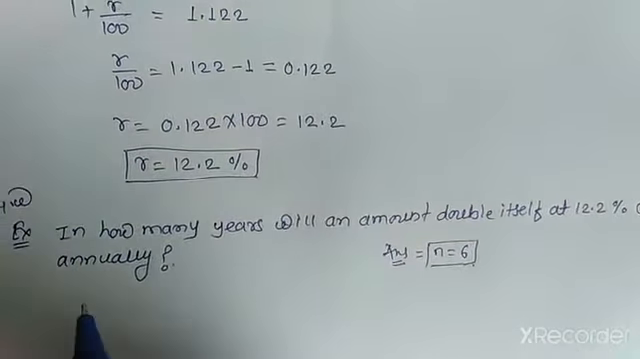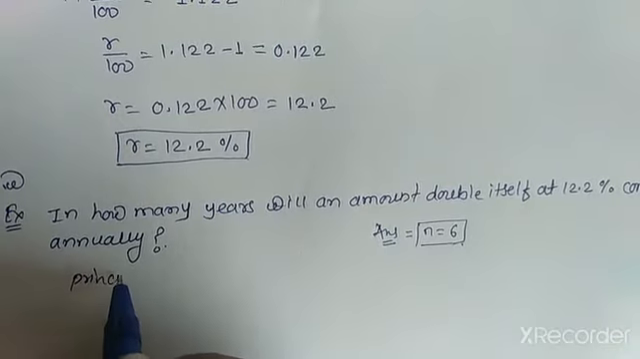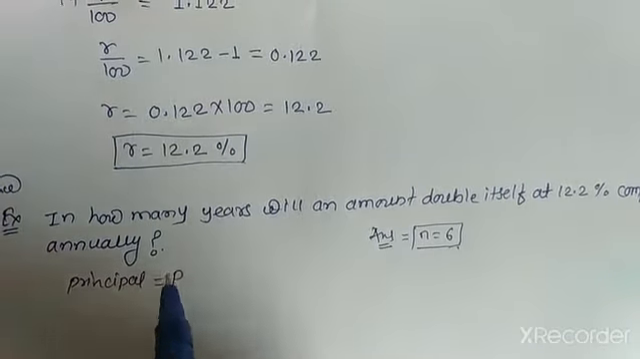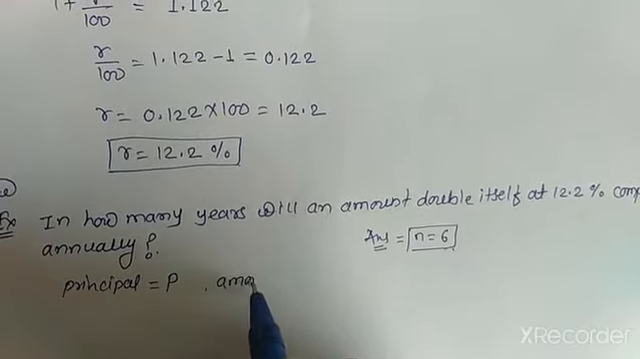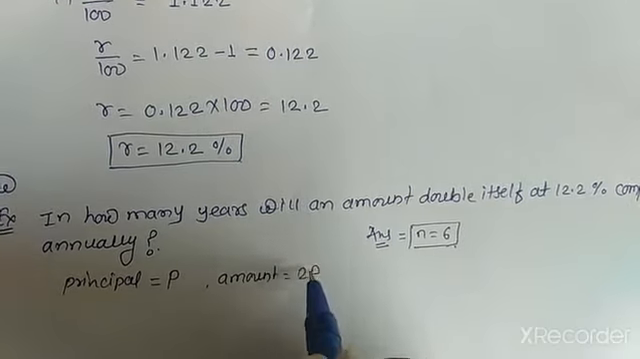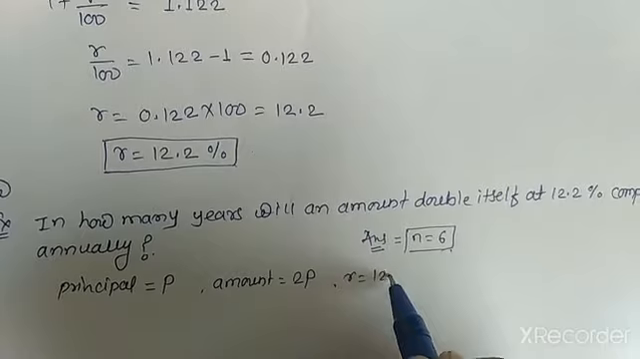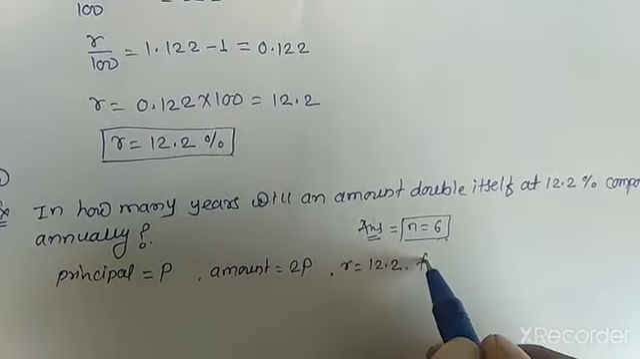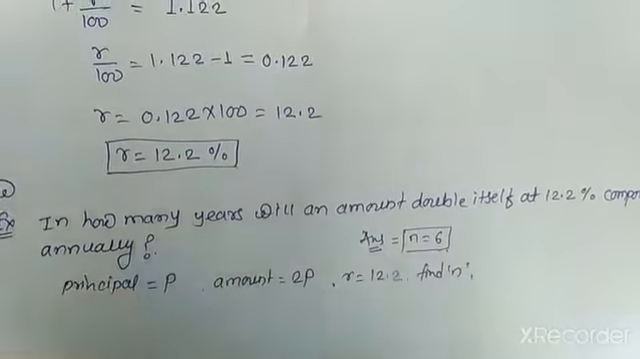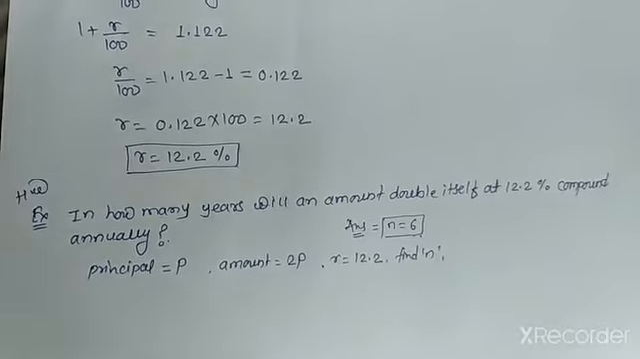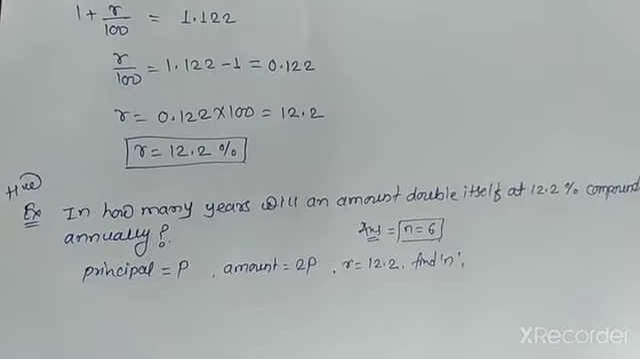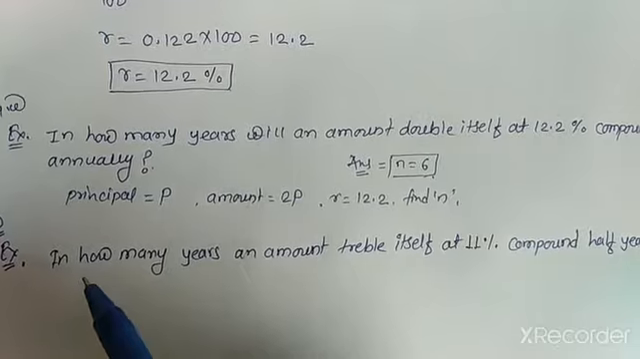Here consider principal is equal to P, amount is equal to twice P, and R is equal to 12.2, okay, and find n, okay. So by this process you can solve the example. Also solve an example of the same pattern.